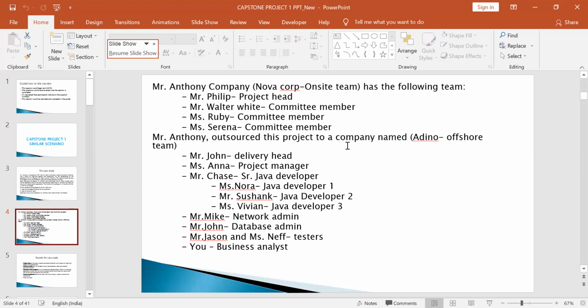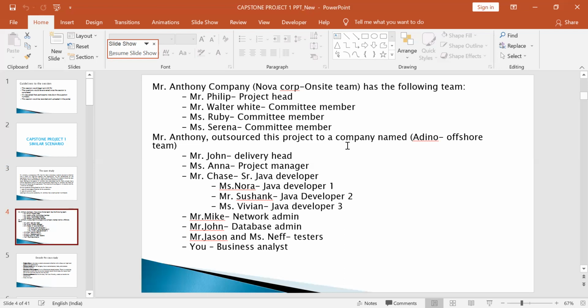And next, Mr. Anthony also gave this project to a company named Anido Offshore Team. So, like, Mr. John, delivery head, Miss Anna, project manager. This is a waterfall project. Mr. Chase is a senior Java developer. He has team members like Miss Dora, Miss Shushan, Miss Wilvain. Those are the developer team members.